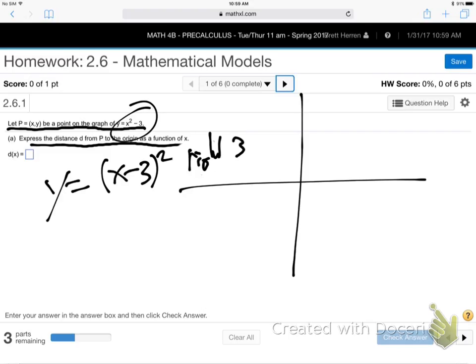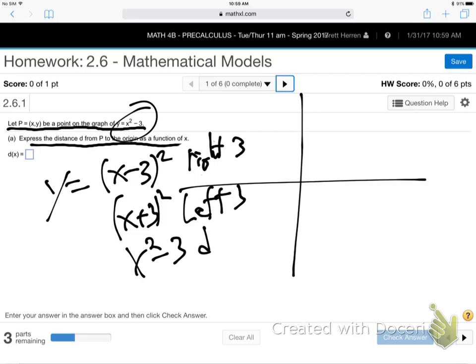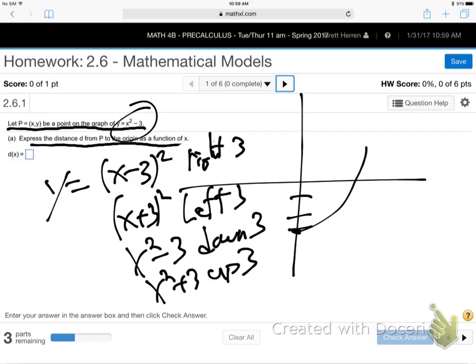It's not what we have. If you had (x plus 3) squared, that would be left 3, because opposite. But when you have the minus 3 outside, that's down 3. And if you had a plus 3 outside, that would be up 3. Because when it's outside of the parentheses, it's a y thing. It's an up-down thing. It's not in x's little world. So the one we have, x squared minus 3, is a down 3, going down 3, right there. So it's a U-shape down 3. That's generally what the graph looks like.